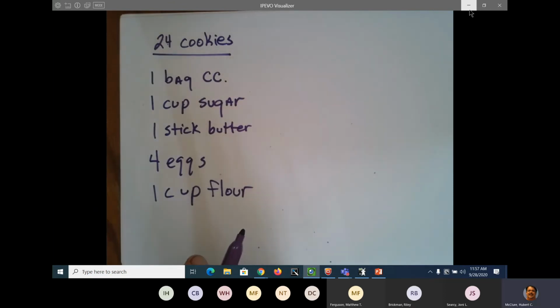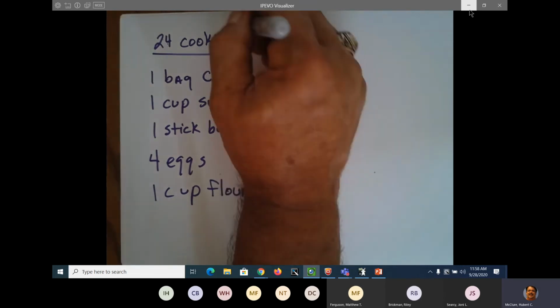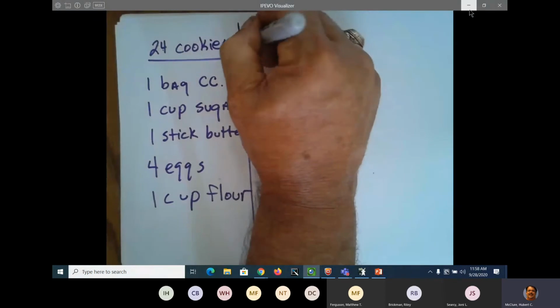Okay, in the directions, it tells you to use a small watermelon scooper, like an ice cream scooper, and scoop it up and flatten it and put it on the cookie sheet. And that makes 24 cookies. What if I wanted to make 48 cookies?